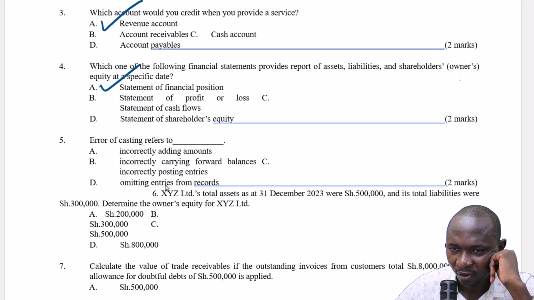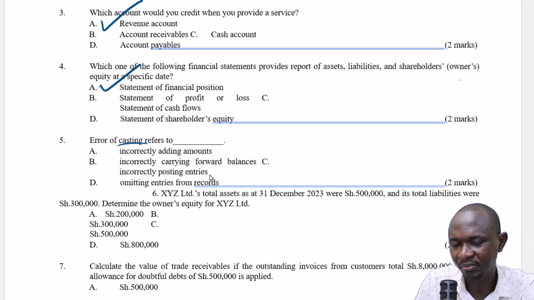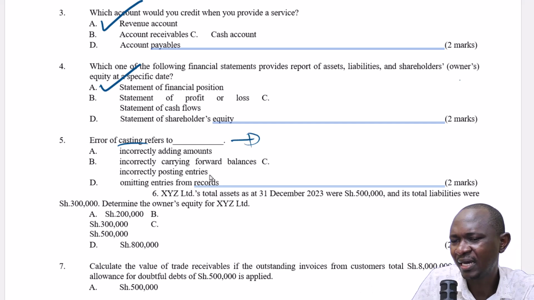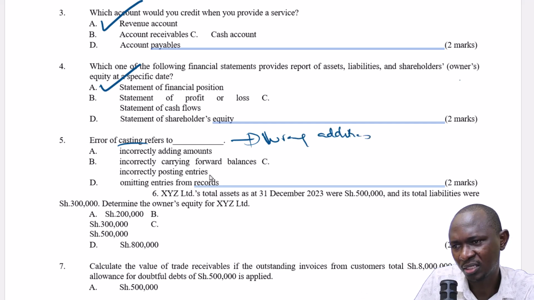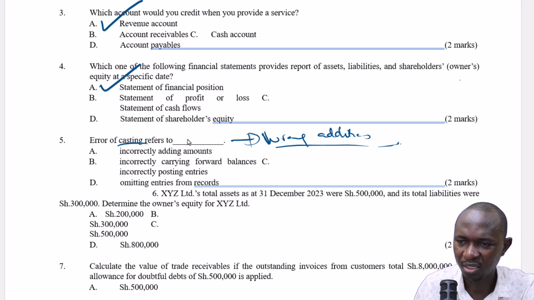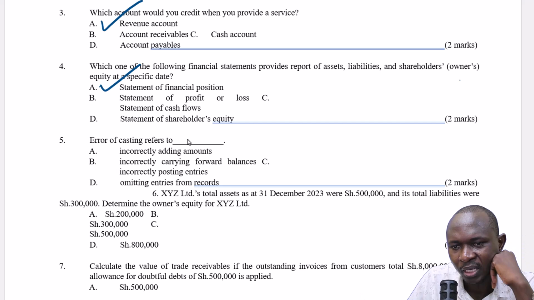Error of casting refers to... we've always heard of double casting, such like stuff. Errors of casting generally are errors that are as a result of wrong additions. Wrong additions in most cases. We talk about wrong additions, overcasting, undercasting. They are normally as a result of wrong additions. So let's look at what we have here in our options. Error of casting refers to incorrectly adding amounts. Perfect. This already goes. Takes it.